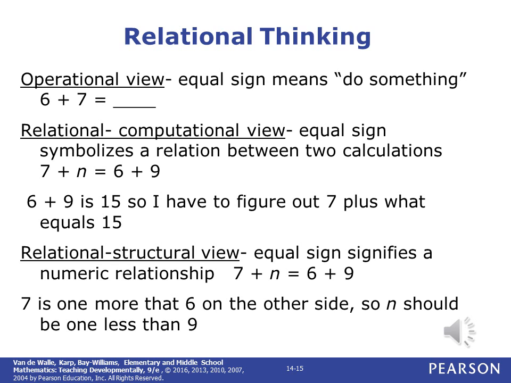The last view is the most sophisticated. It's the relational structural view, and it's really based on a strong sense of numeric relationships. So when students see that 7 + n = 6 + 9, they automatically think, well, 7 is 1 more than 6, which is on the other side, so that means my n should be 1 less than 9.